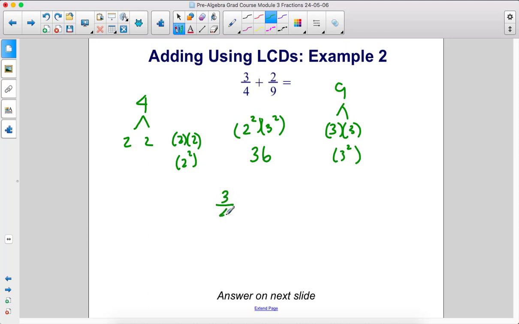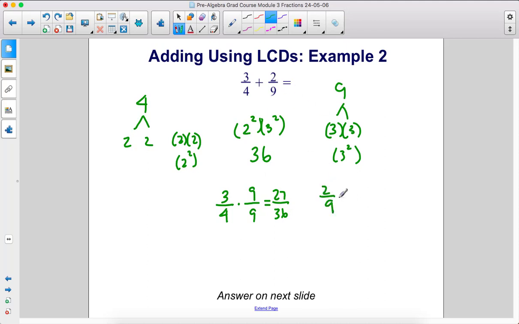So once we have that, we now need to convert these fractions into having a denominator of 36. So 3/4. What do we need to multiply 4 by to get 36? Well, 9. Which means we also have to multiply the numerator by 9, because we have to multiply by 1, and 1 is 9 over 9. So therefore we get 3 times 9, which is 27 over 36.